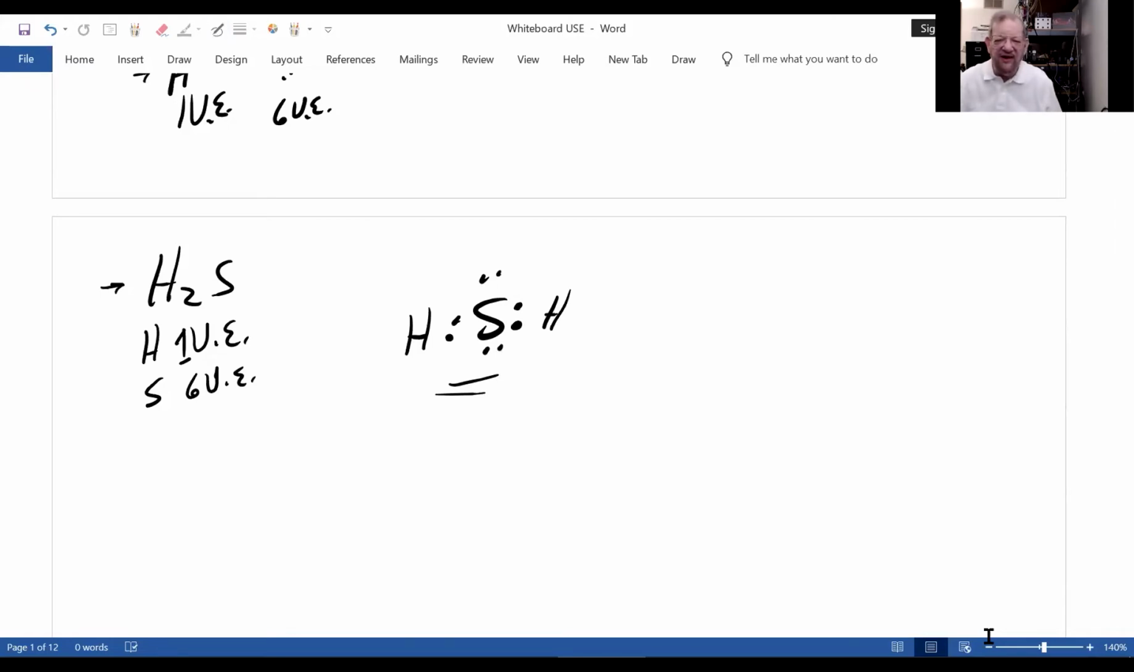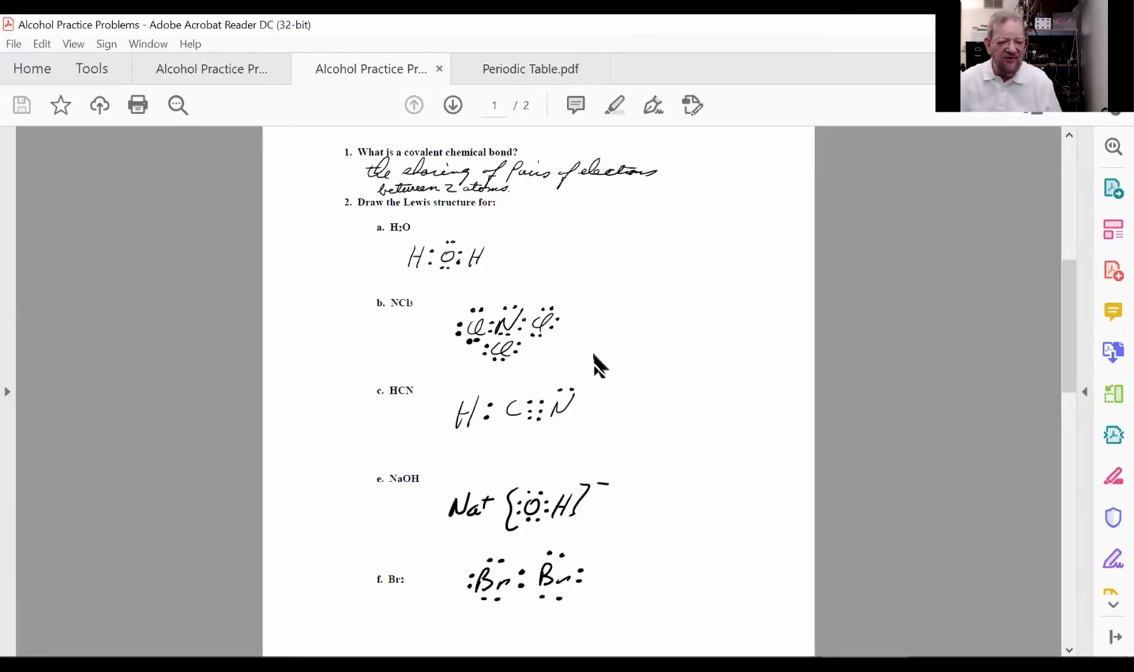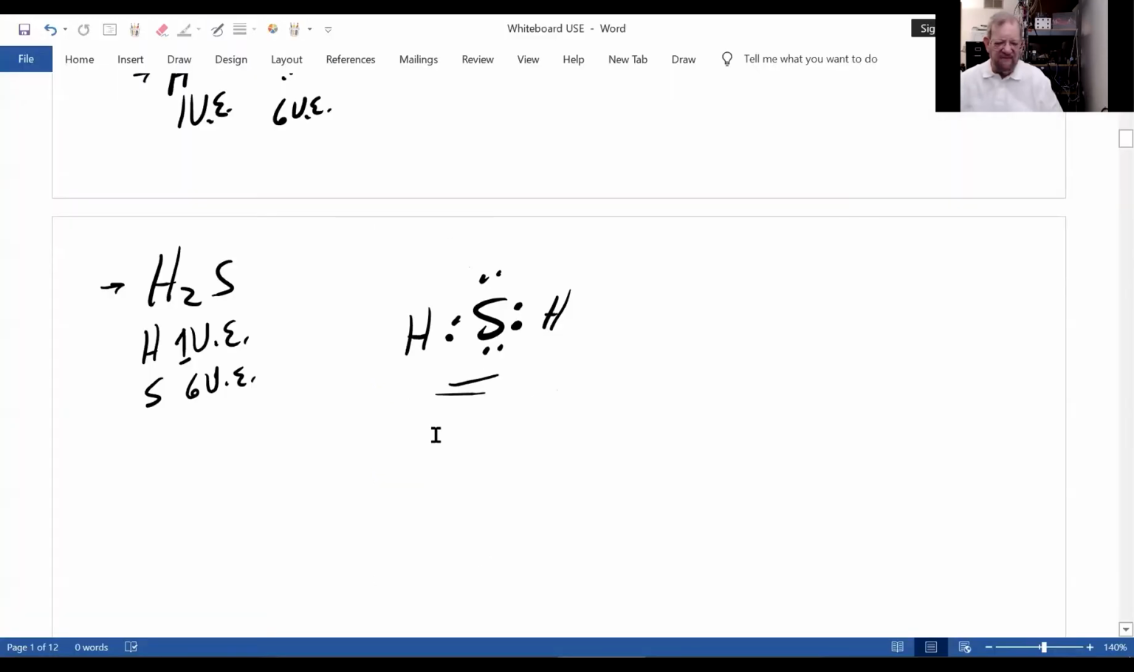All right, let's look at another molecule. Let's look at nitrogen trichloride. And here, same thing. You have a nitrogen and three chlorines. So let's look at how you do that.